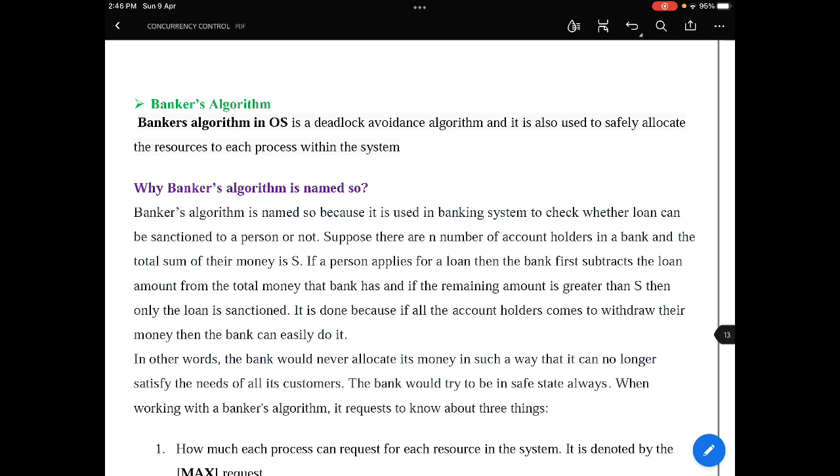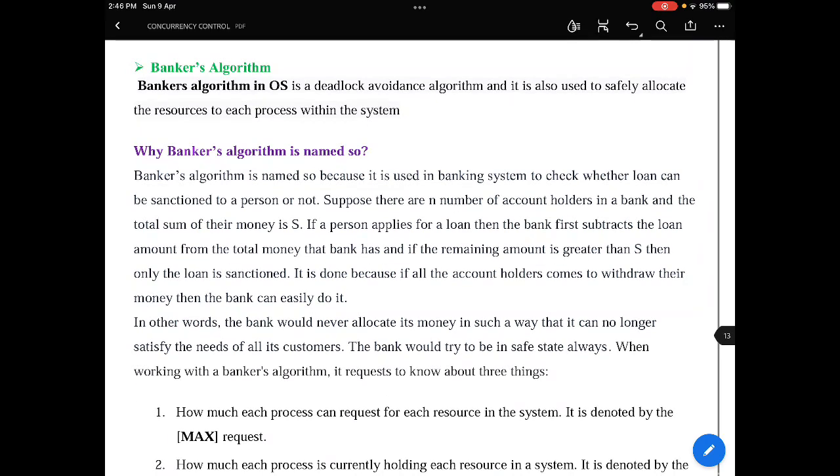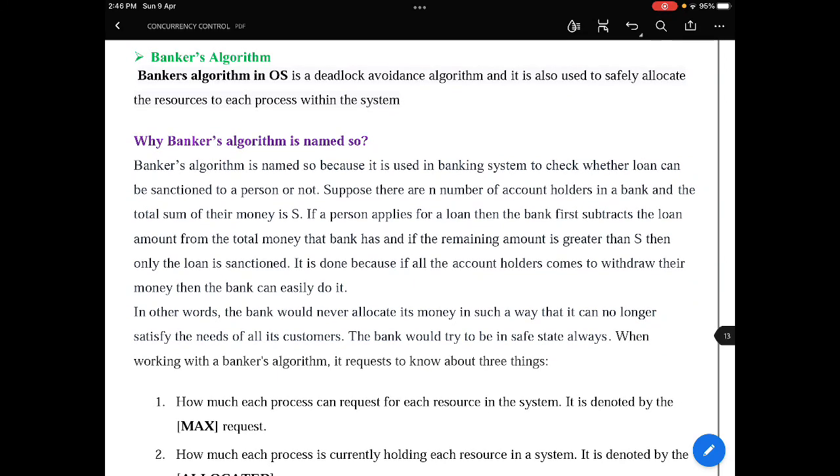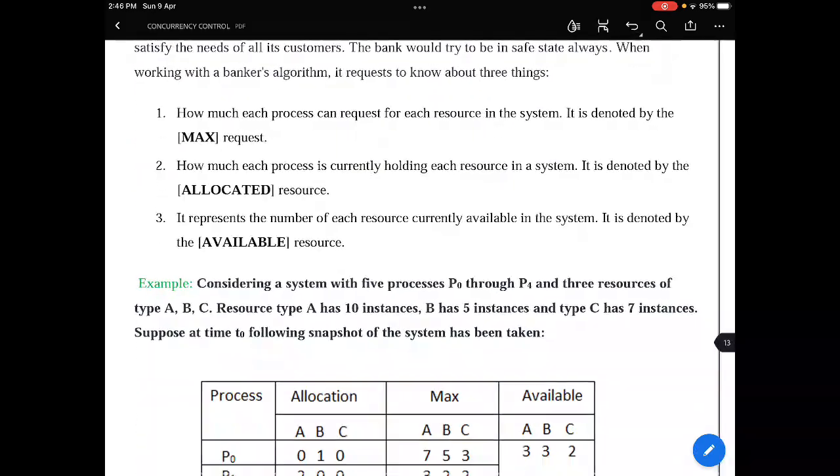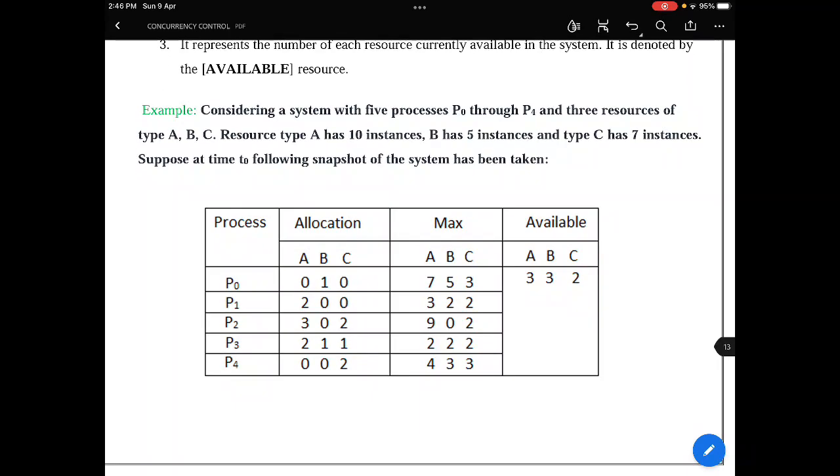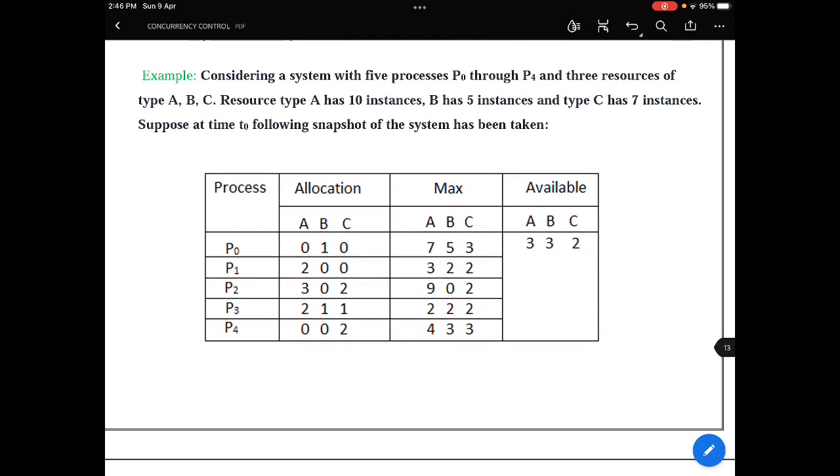It is named so because it is basically used in banks, for the bank to decide whether the loan will be issued or not, whether the loan will be sanctioned or not. That is why it is named Banker's algorithm. So without wasting time, we will just start with one simple question. In this question, you can see how the question is given.